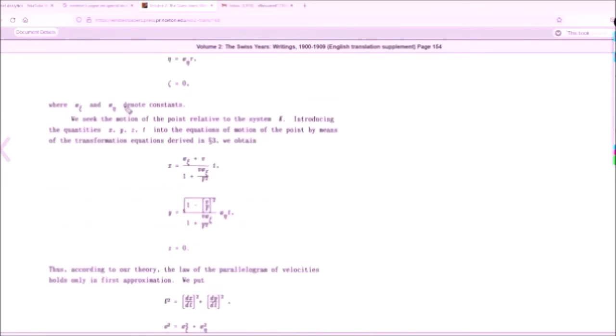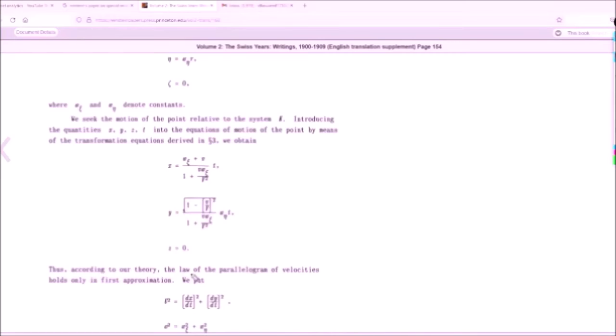We check the motion of the point relative to the system K. K is the rest frame and this is the moving frame. So we seek the motion of the point relative to the system K, introducing the quantities x, y, z and t of the rest frame into the equation of motion of the point by means of the transformation equation derived in the previous section. So you are going now to transform these equations xi, eta, and zeta in terms of x, y, and z with the velocities that you put in that moving frame.